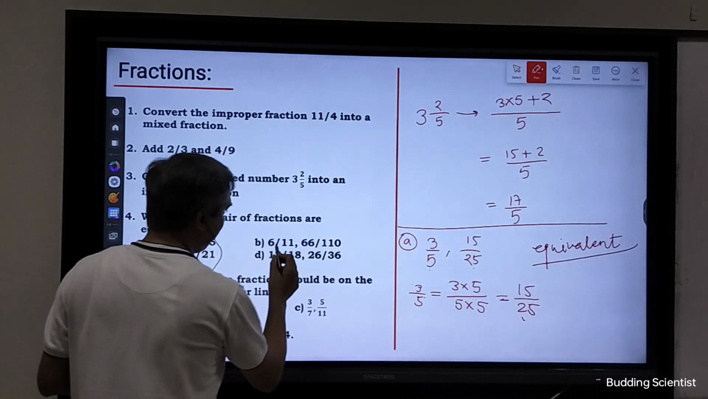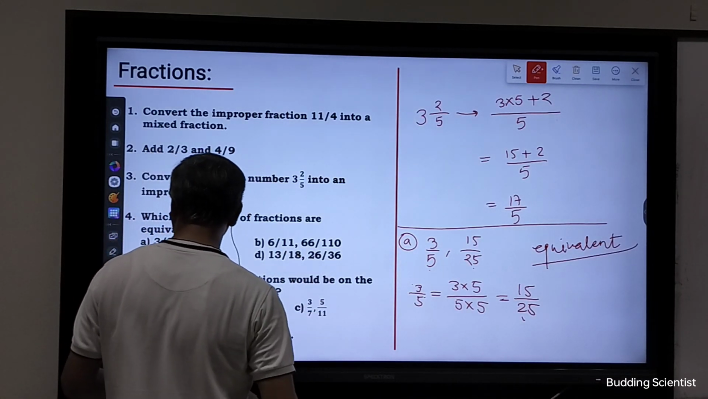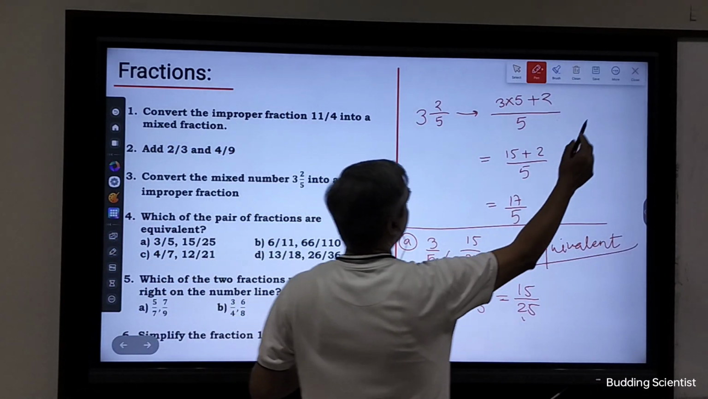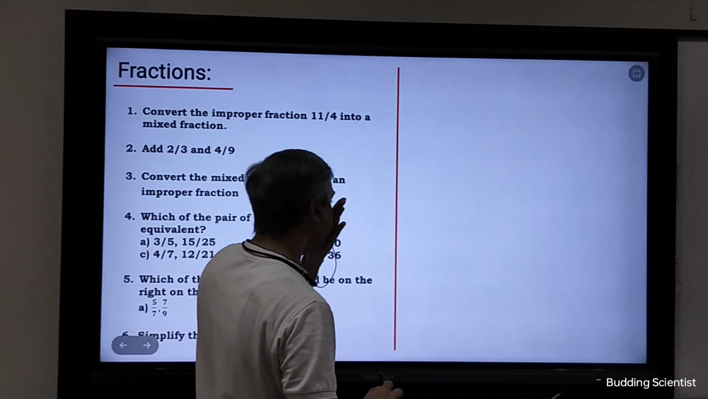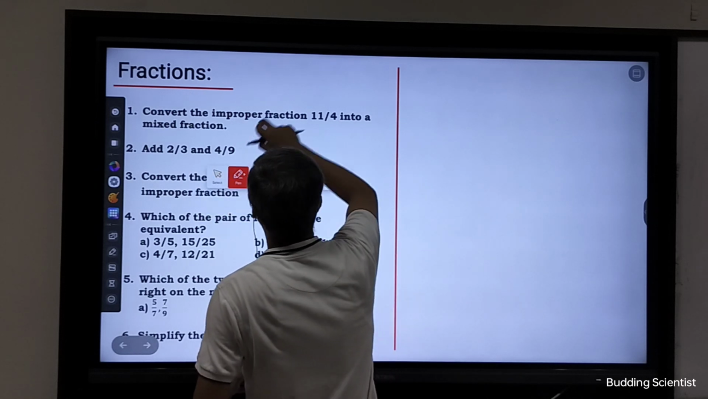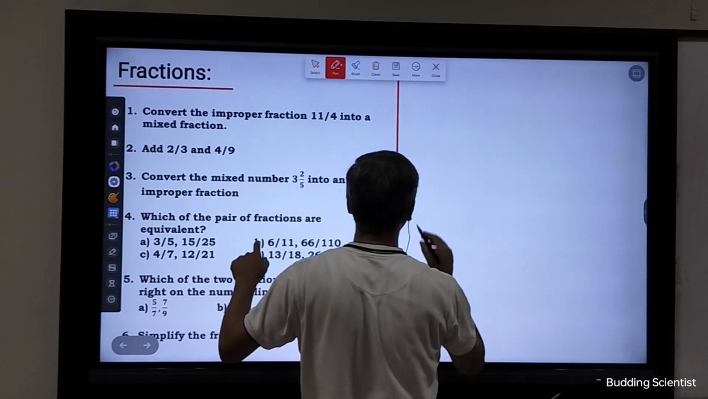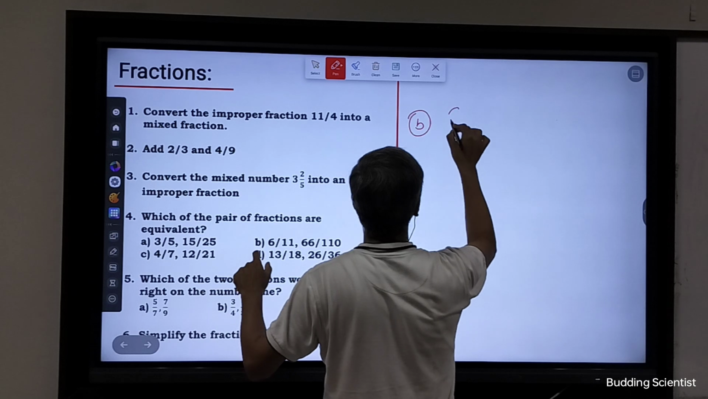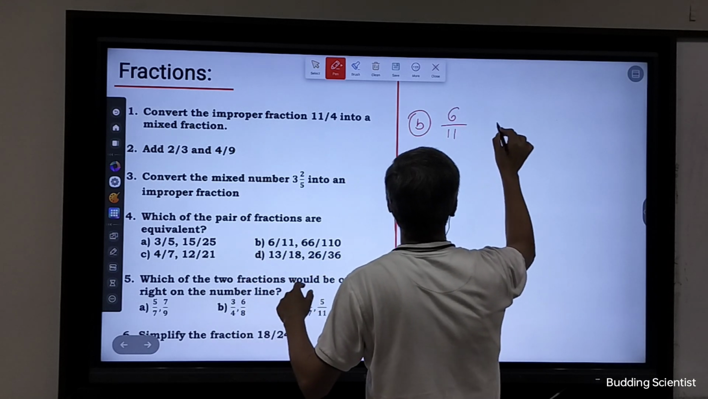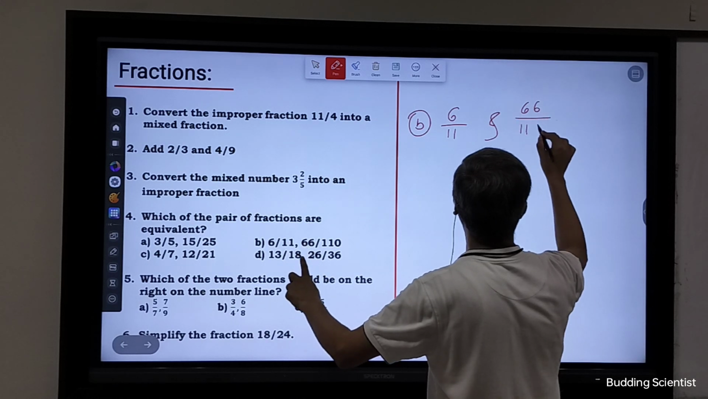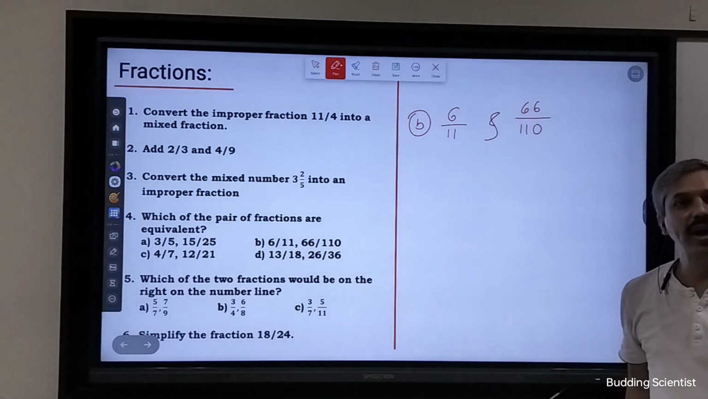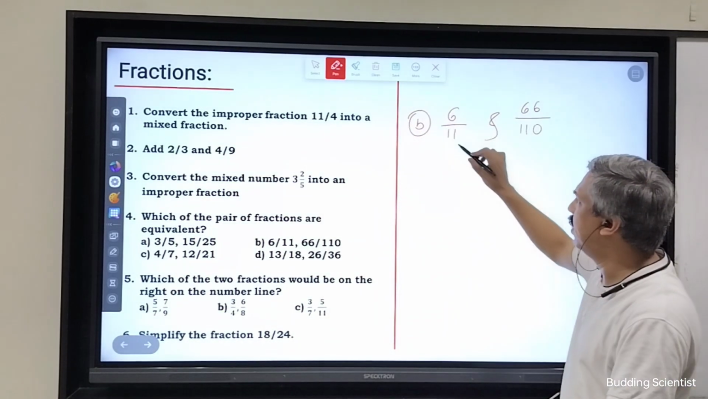Second problem, 6 by 11 and 66 upon 110. Okay, we'll solve it now. Problem B is 6 by 11 and 66 upon 110. Don't look at the numerator. Only look at the denominator.